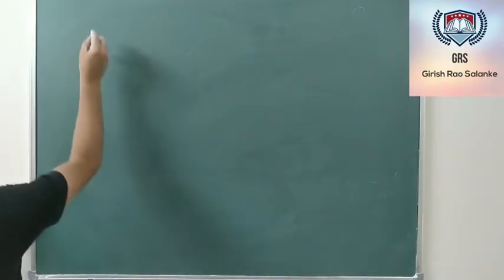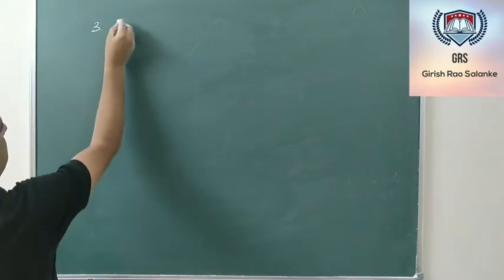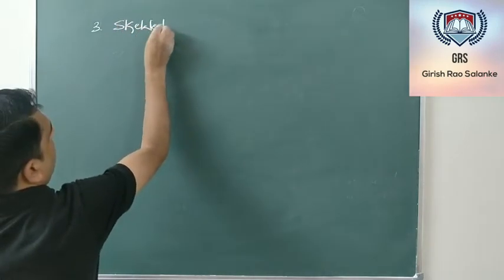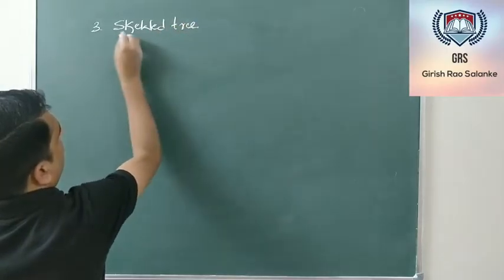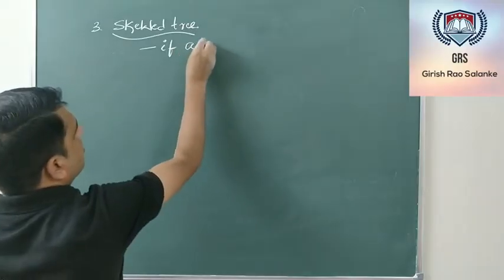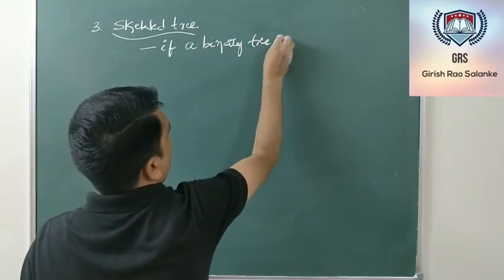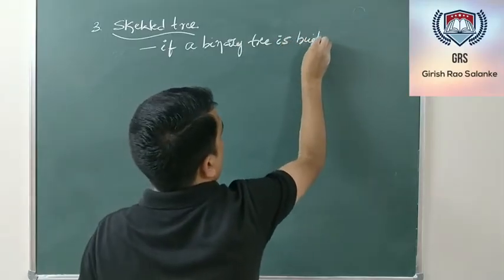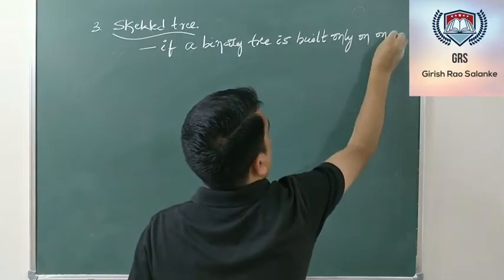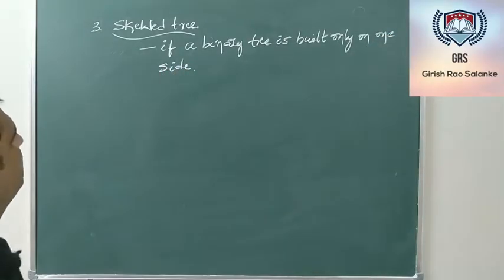Let me take the third category of binary tree as skewed tree. In the sense, if a binary tree is built only on one side, then we call it a skewed tree.